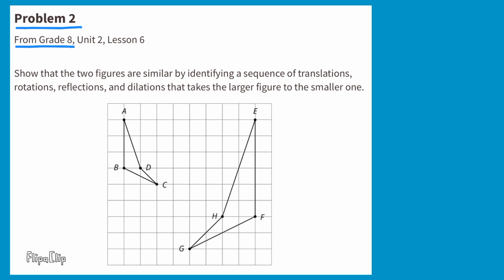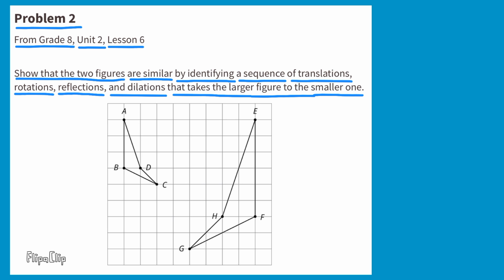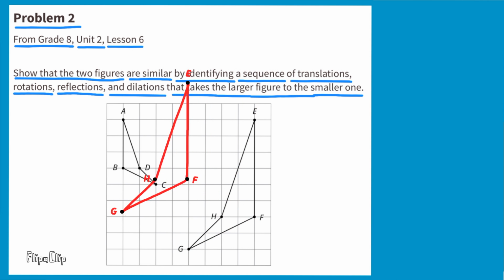Problem number 2, from 8th grade, Unit 2, Lesson 6. Show that the 2 figures are similar by identifying a sequence of transitions, rotations, reflections, and dilations that takes the larger figure to the smaller one. Let me show you a quick animation, and then I'll tell you what I did.